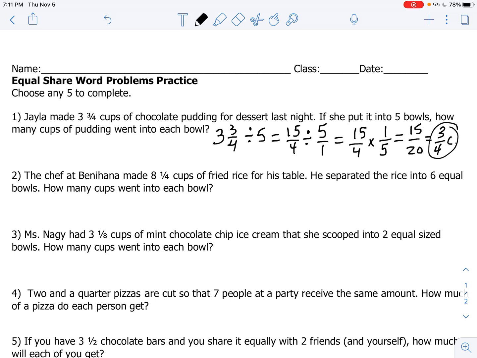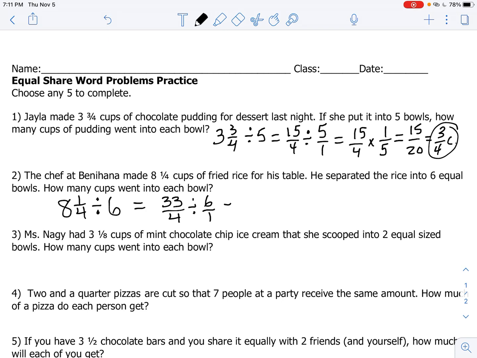Number 2, the chef at Benihana made 8 1/4 cups of fried rice for his table. He separated the rice into 6 equal bowls. How many cups went into each bowl? So same situation here. We're going to take the total amount of fried rice that was made, that's the 8 1/4, and we're going to split that equally into 6 bowls. So that implies division. Let's change that mixed number into an improper fraction. 4 times 8 is 32, plus 1 is 33. So that's 33/4, and we're going to divide that by 6/1.